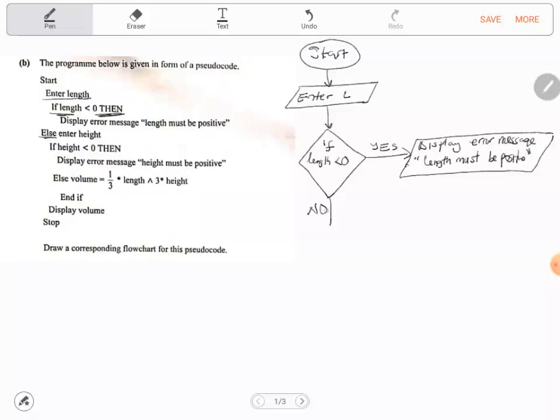Else means the other decision, which is the no. Else they are saying enter height. Enter height. So else we enter height. Parallelogram. So we enter height.